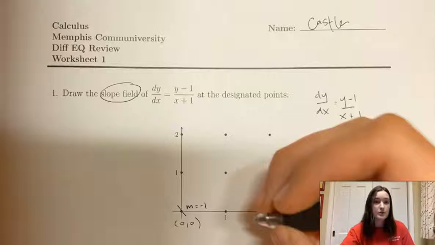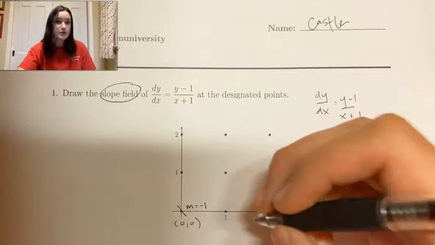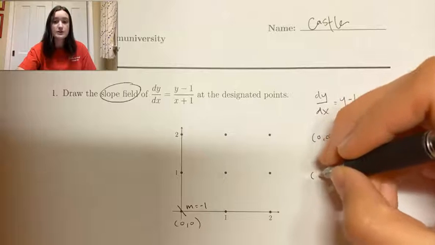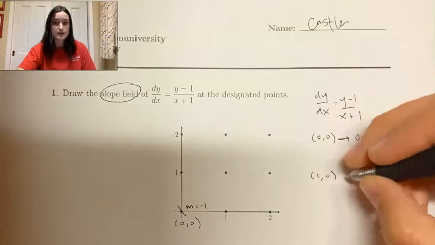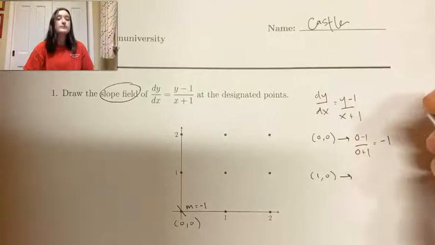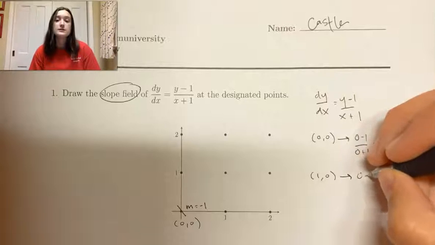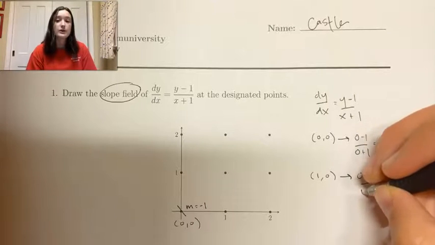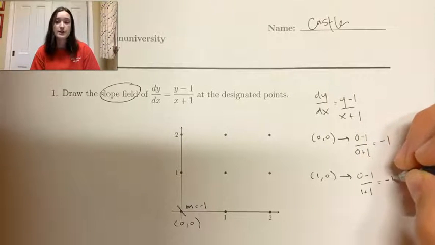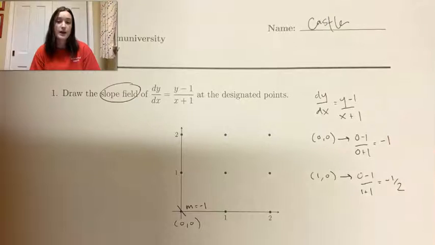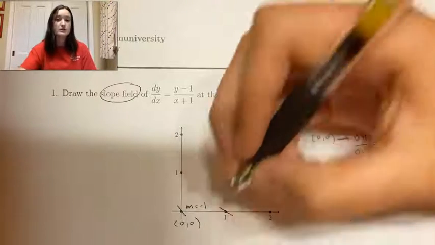So since I'm going to be doing work over here, I'm just going to move myself up to the corner and we'll get on to the next one. So this next little dot is 1, 0. So I'm going to plug that in. And I've got 0 minus 1 over 1 plus 1. That's going to be -1/2. And then I'm going to go over there and do my little slope.